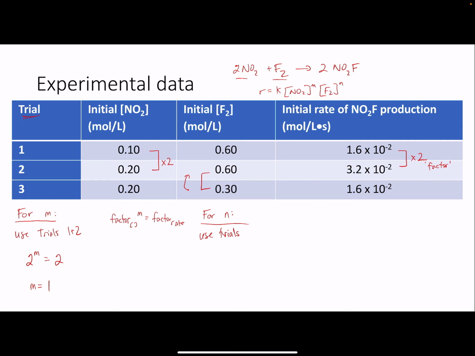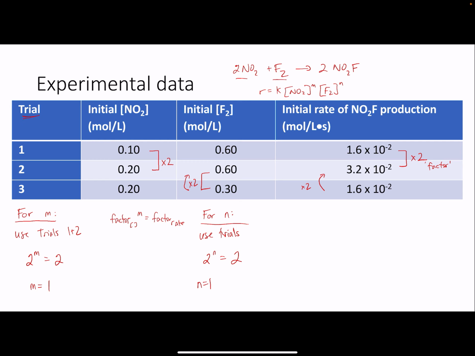Between trials 3 and 2, the concentration was doubled. And when the concentration was doubled, the rate was doubled. Now you can look at it as halved as well, and you'll get the same thing. It's just a little bit more difficult to work with fractions and exponents, but if you're comfortable with it, not an issue. So again, the concentration doubled, we're trying to find the exponent that makes that relationship, and the rate doubled. So n is equal to 1 as well.